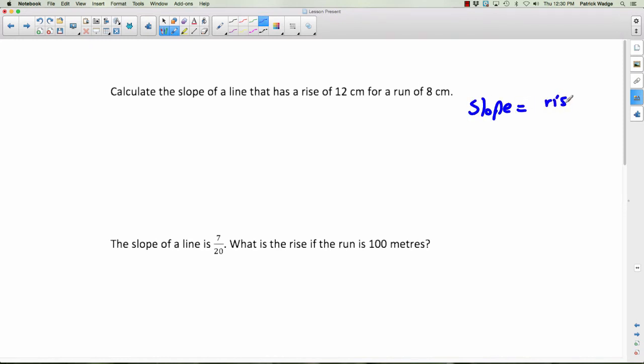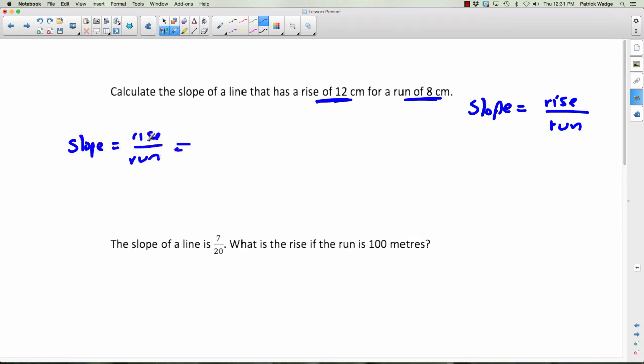Slope equals rise over run. So let's see what we got here. Calculate the slope of a line that has a rise of 12 and a run of 8. Oh, not bad. We're just going to use that formula. Why did I bother writing it over there? I'm just going to write it again here. That was kind of silly.